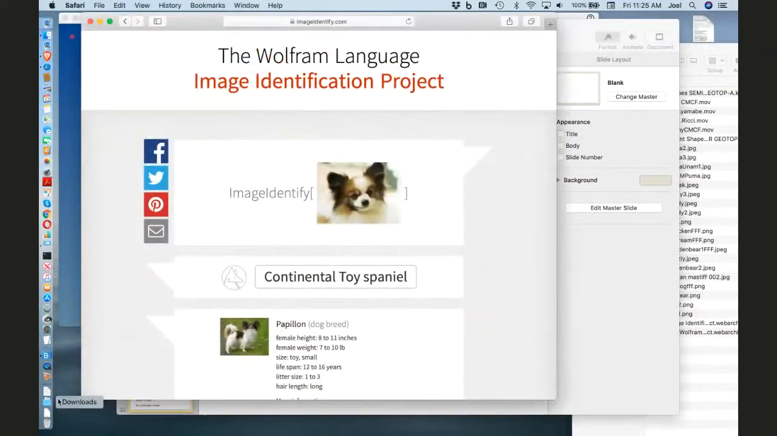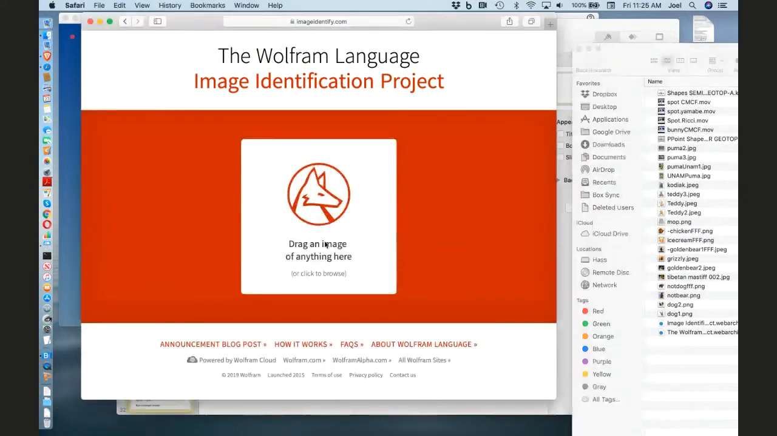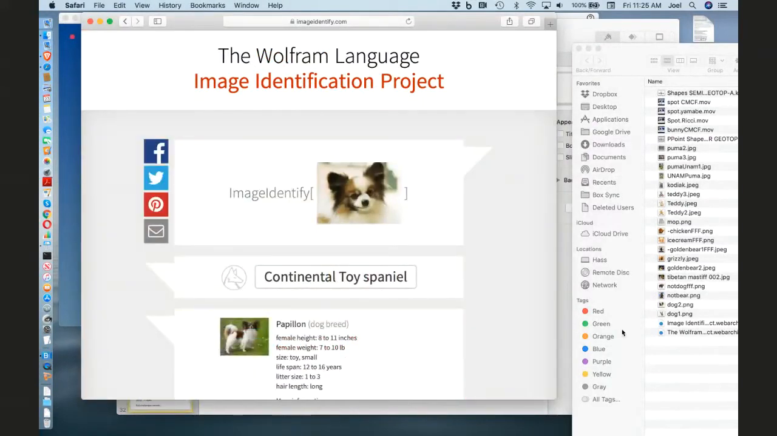But let me show you how this works on an example. Here's an image of a dog that's been dragged into this program, and it's correctly indicated not only that it's a dog, but that it's a continental toy spaniel. Let me try and show you another example. So you just drag this image in. Okay, that was the one we just saw.